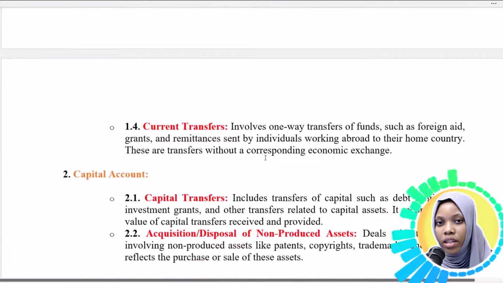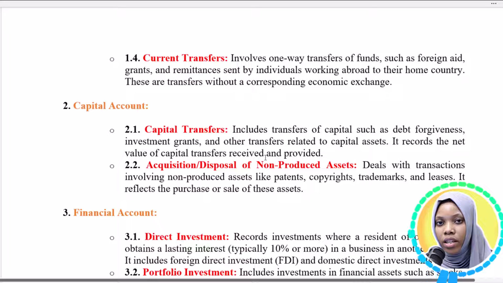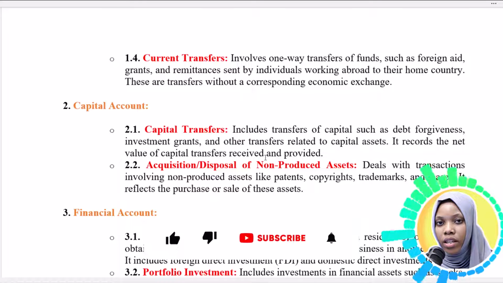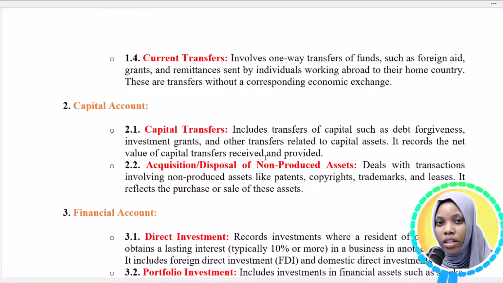Another component of the balance of payment is the capital account. Under capital transfers, it says it includes transfers of capital such as debt forgiveness, investment grants, and other transfers related to capital assets. And another factor under the capital account component is acquisition or disposal of non-produced assets, which deals with transactions involving non-produced assets like patents, copyrights, trademarks, and leases.